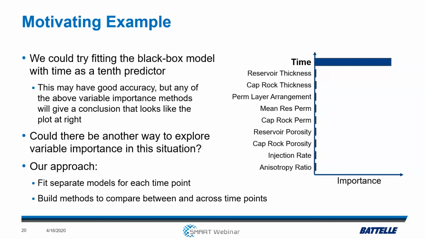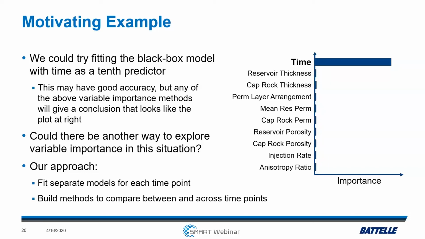And you could look at those importance scores, which are all really close to 0, and try to compare them, but it doesn't seem like a good idea. Like they might be kind of unstable estimates. So we wanted to say, hey, is there another way to explore variable importance in this kind of situation?